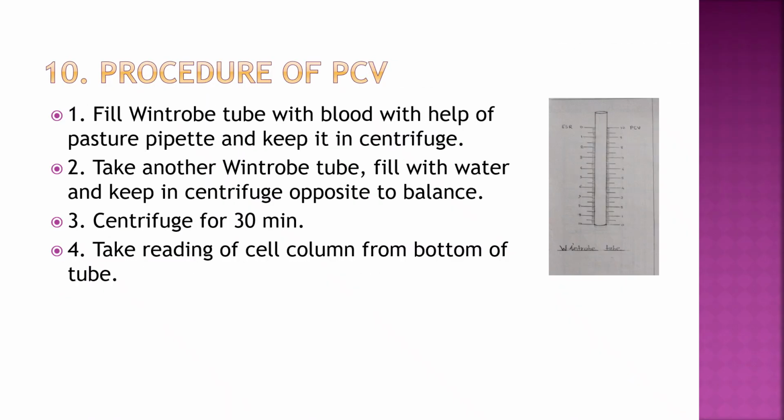Now we will see the procedure of PCV by the Wintrobe method. Fill the Wintrobe tube with blood with the help of a Pasteur pipette, then keep it in the centrifuge. Take another Wintrobe tube filled with water and put it in the centrifuge opposite the previous tube for balance, then centrifuge for 30 minutes and take the reading of the red cell column from the bottom of the tube.